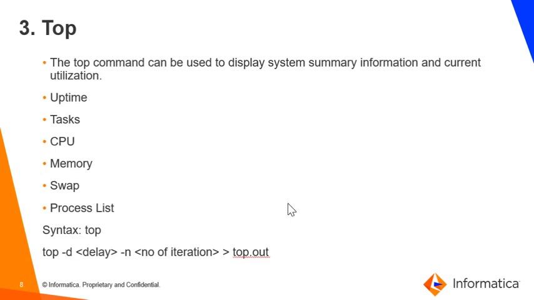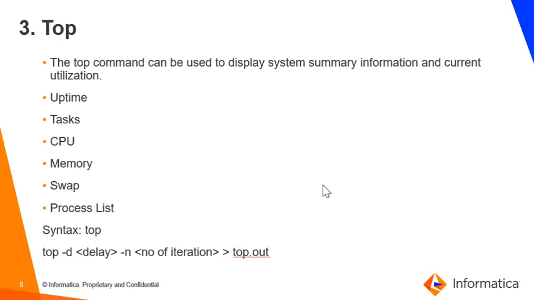The third command we will discuss is top. The top command can be used to display system summary information and current utilization on the server. It gives us information on uptime, tasks, CPU usage, memory usage, swap memory usage, and the process list. The syntax of the command is top.